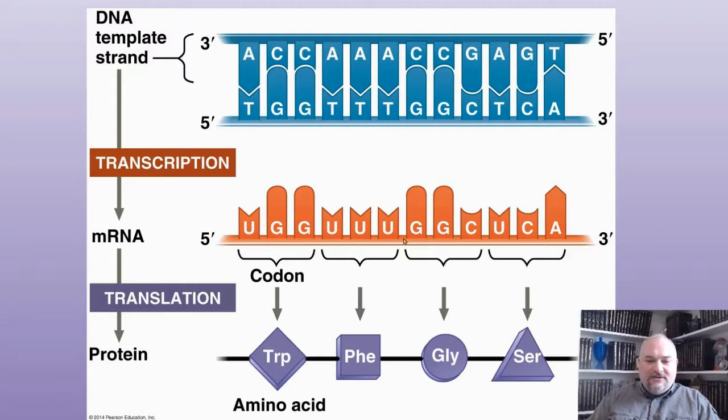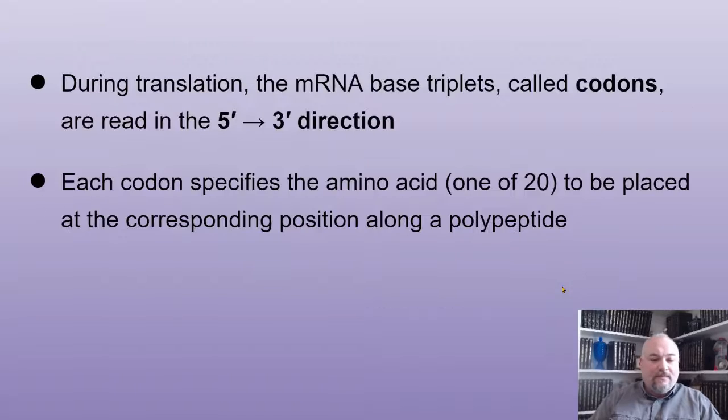Every 3 letters is another word. There's no spaces or anything in them like in a sentence. We just know 3, 3, 3, 3 to read it. This 3-letter code translates into tryptophan. This 3-letter code transcribes into phenylalanine, glycine, serine, and so on. By the way, you don't have to remember the codes for each of the different amino acids, and you don't have to remember the names of all the different amino acids.